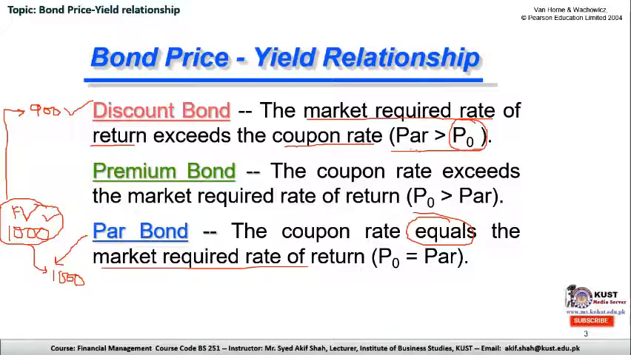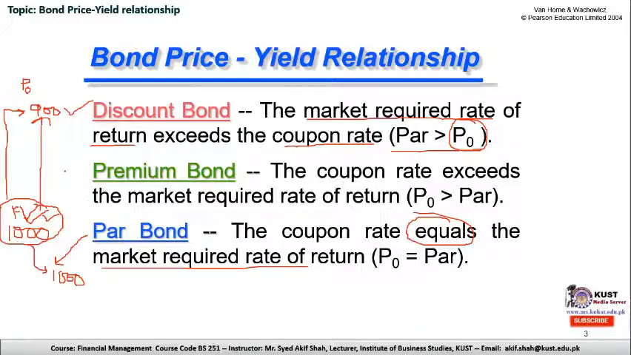So when the par value is greater than the market price, like in this case, the par value or face value of this bond is $1,000. However, its market price, which is P0, is $900. So in this case, such a kind of bond is known as a discount bond.